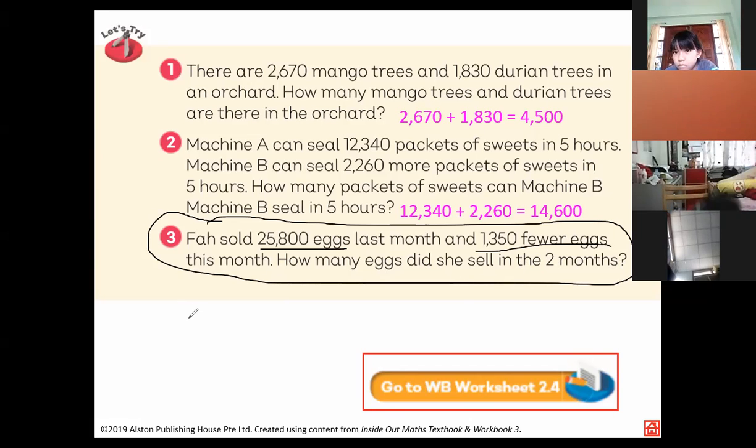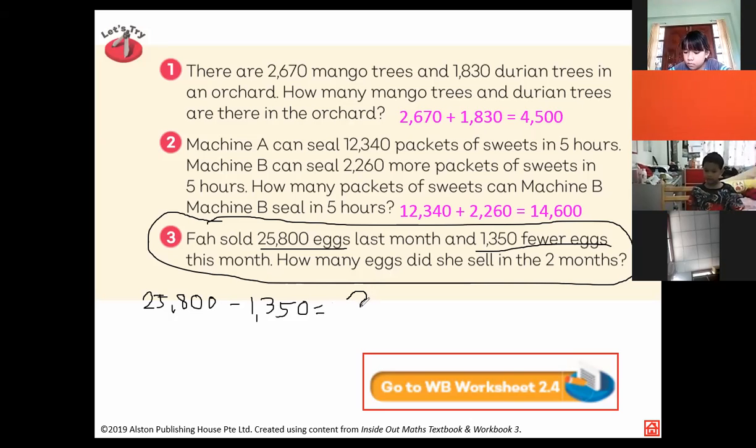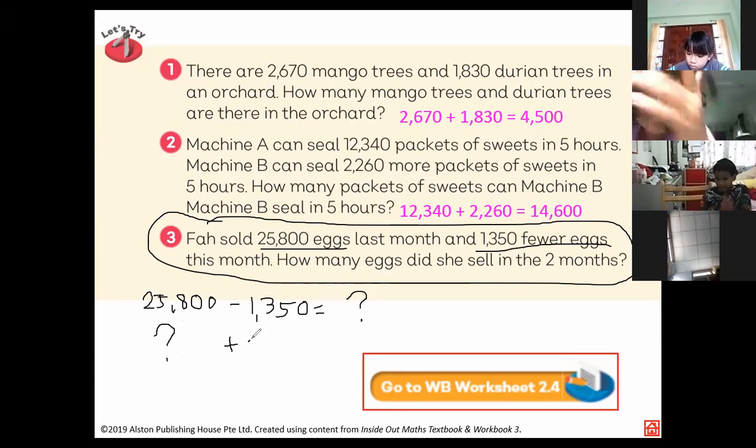First step is you have to minus 25,800 minus 1,350. Okay, and then after that, you have to add the answer from here to 25,800.